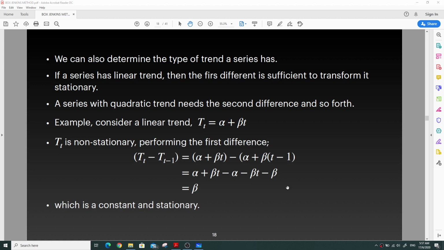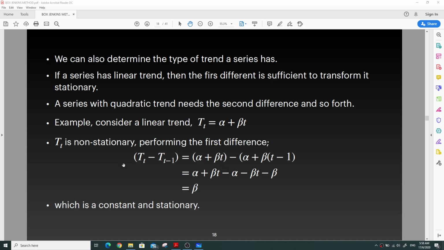Remember that if our series has a trend component, the series is not stationary actually. So when we perform the first difference, or we detrend the series, if we just need the first difference, it means that we have a linear trend. If we need the second difference, we say that the series has a quadratic trend. I'll show you an example here.